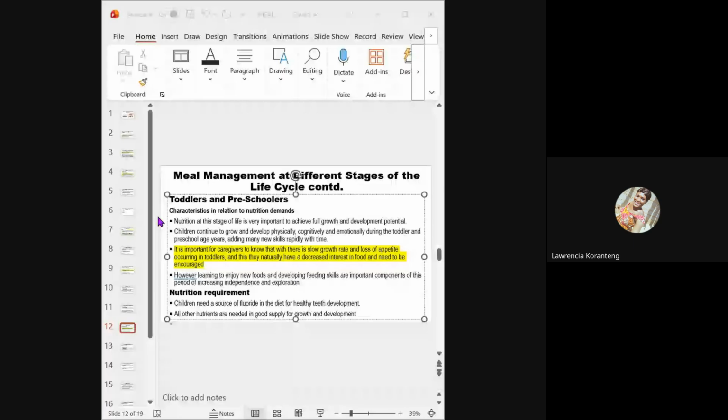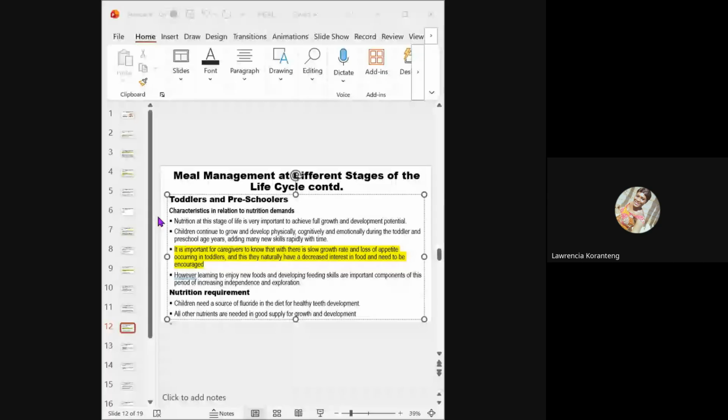Children need a source of fluoride in their diet for healthy teeth development. At this stage, they will be developing their teeth. Some of the teeth will be falling out and others will be coming in. So they need a good fluoride. All other nutrients are needed in good supply for growth: the proteins, the carbohydrates, the fats, everything that you are eating, they can eat some. Just make sure that you give it to them in the right texture and color that they want.